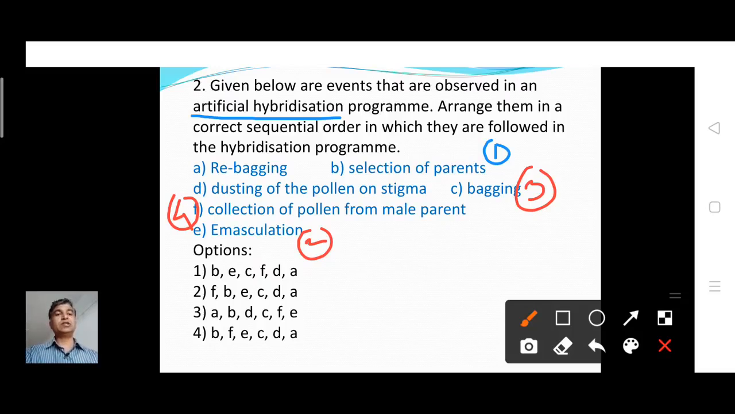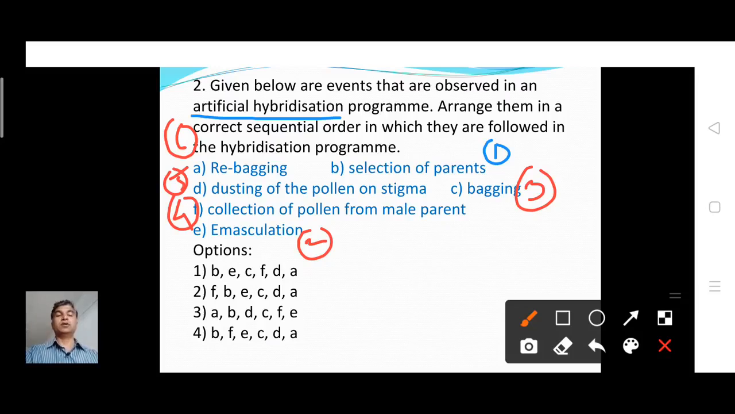The fifth one is dusting the pollen on the stigma. This is D, the fifth one. The last one, A, is the sixth one, rebagging. Now see: selection of parent of desirable character. Second is emasculation to convert the bisexual flower into a unisexual female flower. Then the collection of pollen grain from the male, F.